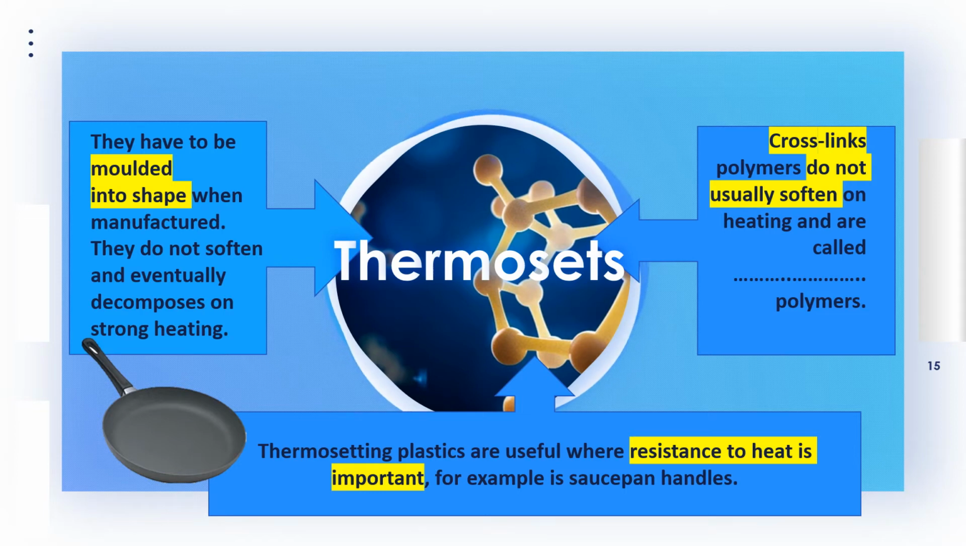As for thermosets, they have to be molded into shape when manufactured. They do not soften and eventually decompose on strong heating. Cross-linked polymers do not usually soften on heating and are called thermoset polymers. Thermosetting plastics are useful when resistance to heat is important, for example saucepan handles.